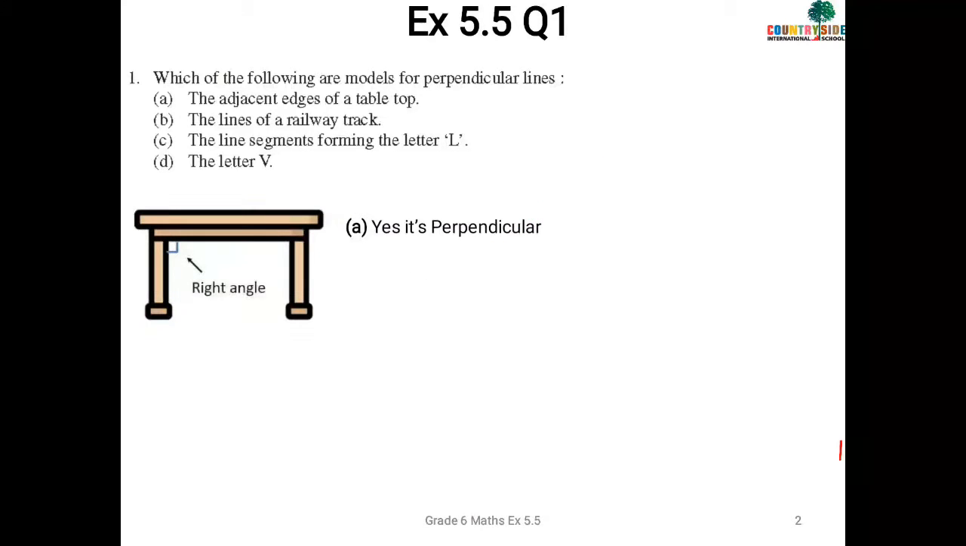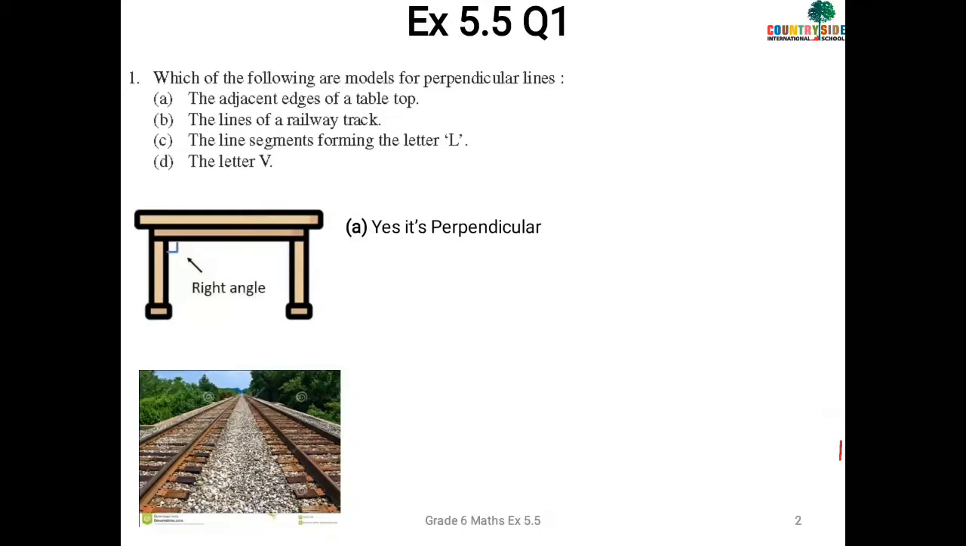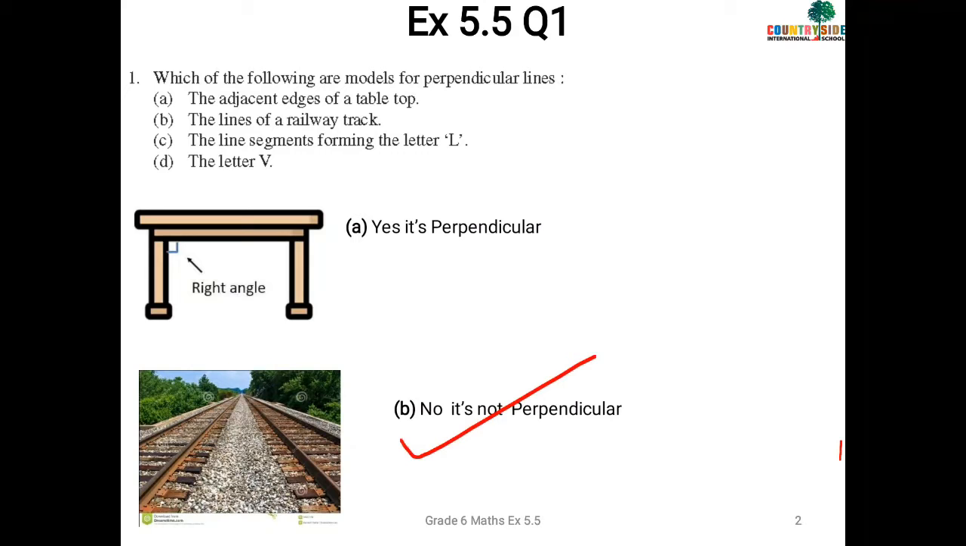Now for the B part, the lines of a railway track. You might have seen the railway track when you are traveling somewhere. See, these are the railway tracks. So what do you think? Are they making a right angle? No. In fact, they are parallel. So you will write no, it's not perpendicular.